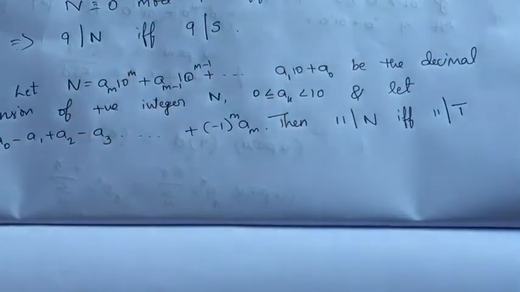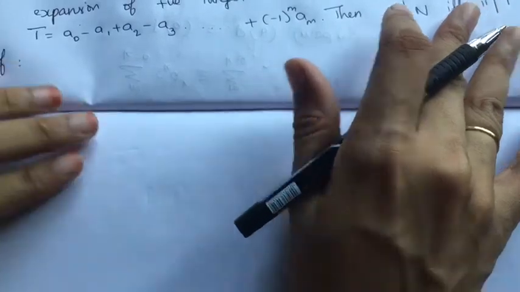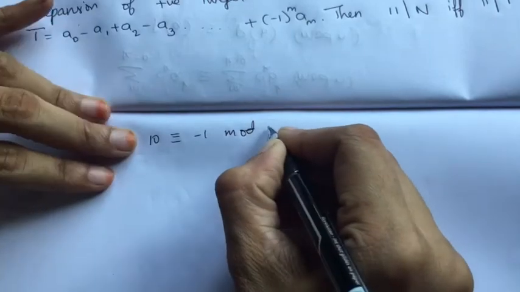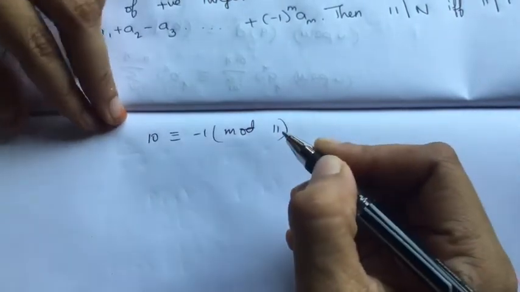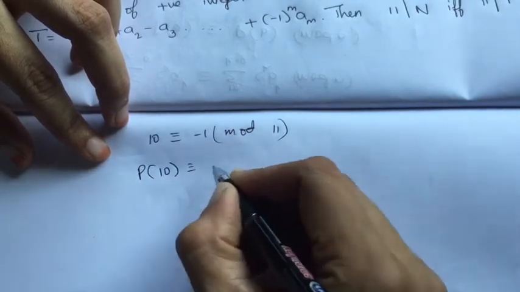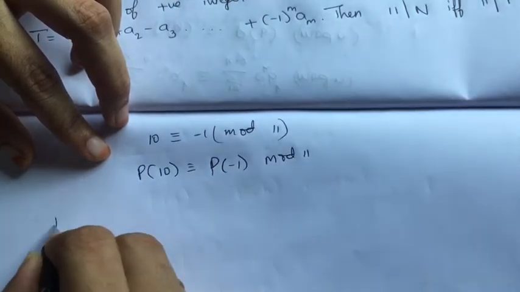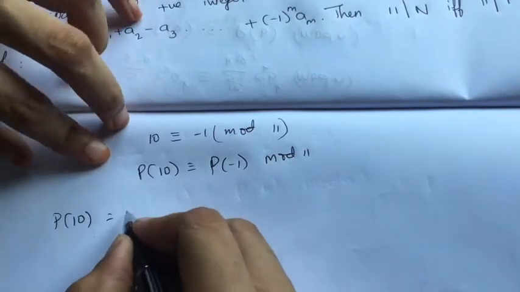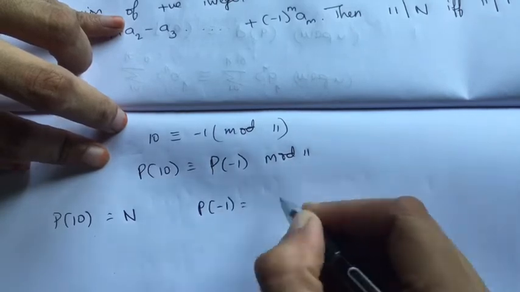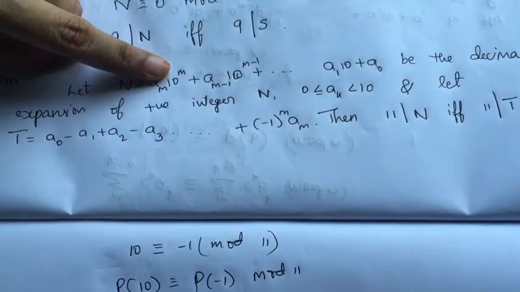Proof is similar to the previous one. We know 10 is congruent to minus 1 mod 11. So from the theorem I can write P of 10 is also congruent to P of minus 1 mod 11. P of 10 is nothing but the decimal expansion, so it is nothing but n. P of minus 1 is nothing but, in place of 10 I have got minus 1.